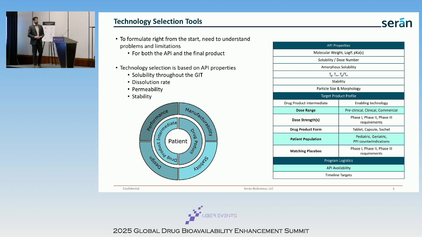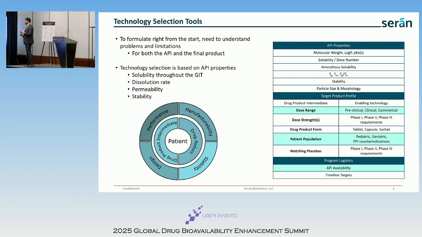Often you see exposures change as you go from healthy volunteers into patient populations. We want to try to preempt that as early as possible, right? So you can see we're really trying to incorporate all of these, and then we also want to make sure that if we're using an enabled intermediate, we're thinking about that final drug product as we're formulating the intermediate. There's a lot of synergies that you can utilize when you're making an amorphous solid dispersion and thinking about the tablet that it's going to go into.